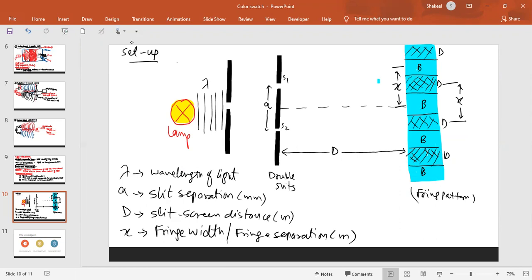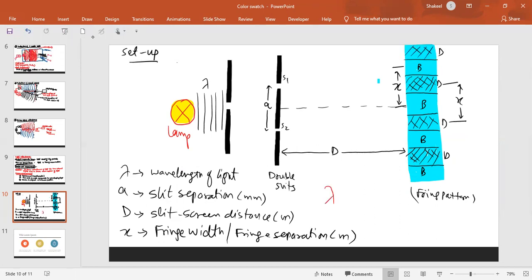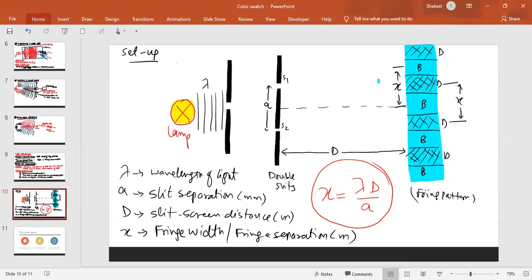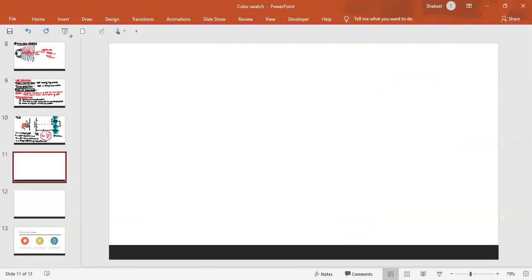And from all these things, he developed an equation, for which the derivation is not included in our syllabus. That is X = λD/A. So this is the equation, X = λD/A, where X is the fringe width, λ is the wavelength, D is the slit-screen distance, and A is the slit separation.